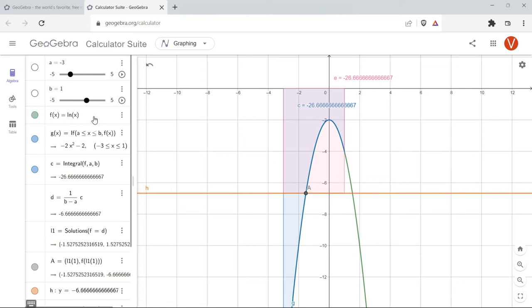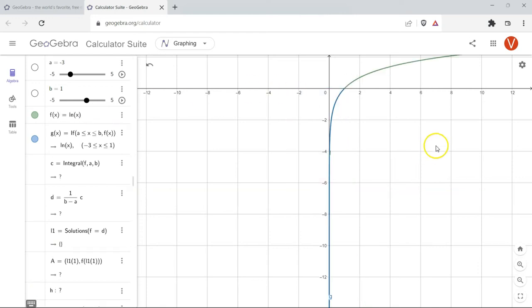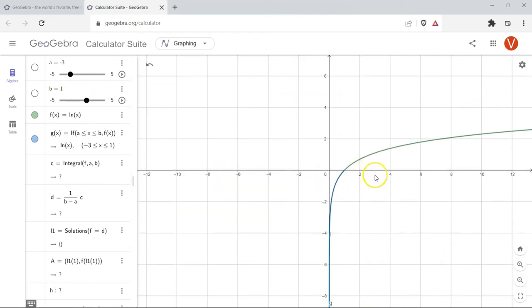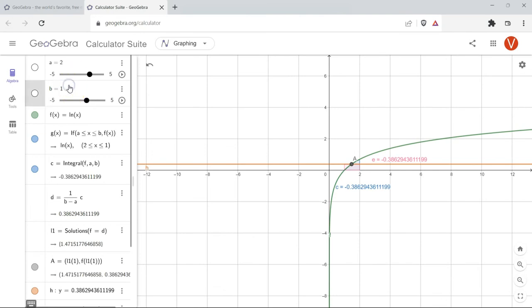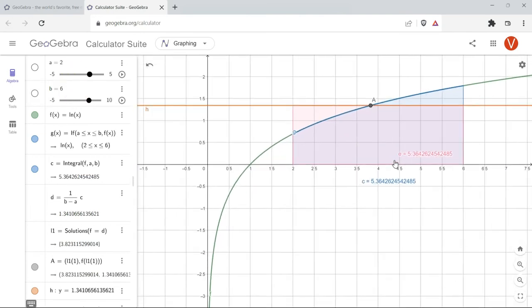Let's say natural log of x, and let's say we want it from 2 to 4, or let's say 2 to 6. So we have to change this to 6, no, 2 to 6. If you notice, the rectangle area is equal to the area under the curve. Since there is a common area, the areas which are disjoint are going to be equal. So this area and this area are going to be equal.